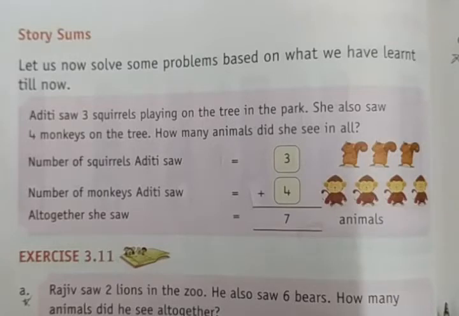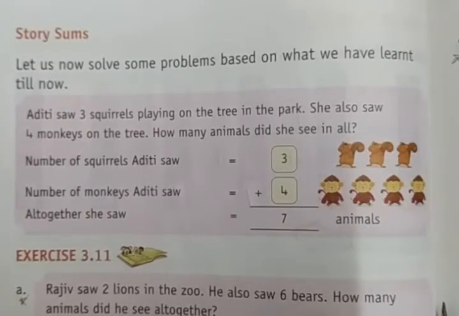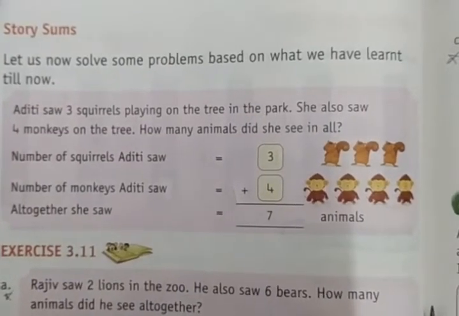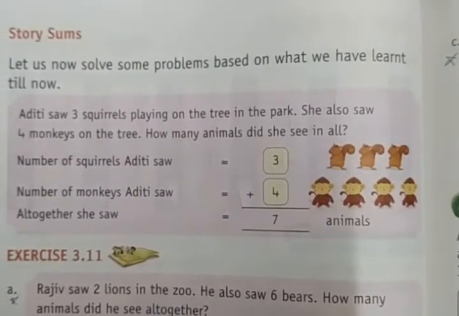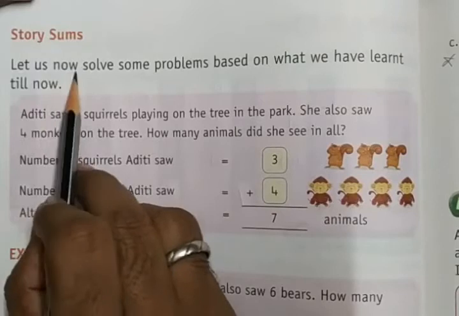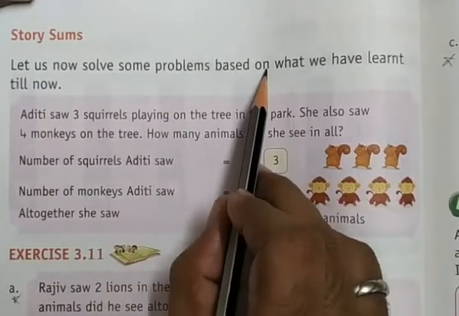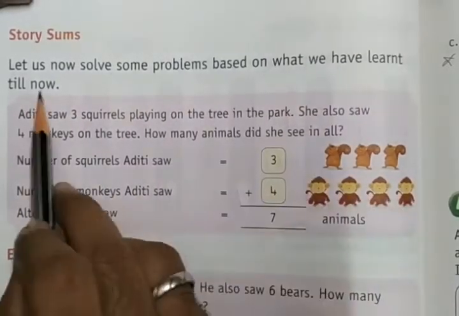Clear? For example, you have 5 poppins and your sister is having 2 poppins. How many poppins do both have altogether? 5 plus 2 is 7. So like this, the story, that is called statement sums. These are called story sums or statement sums. Clear? Let us now solve some problems based on what we have learnt till now.